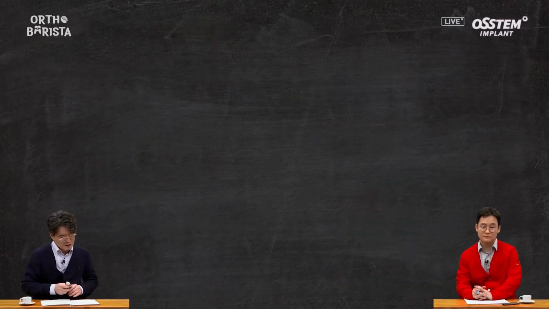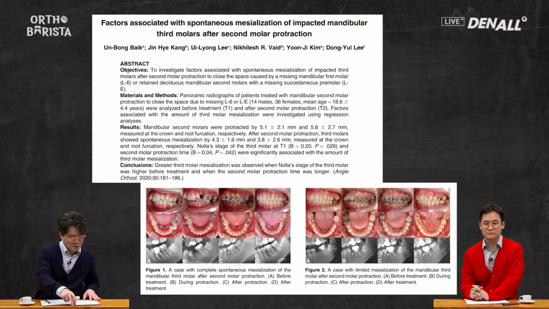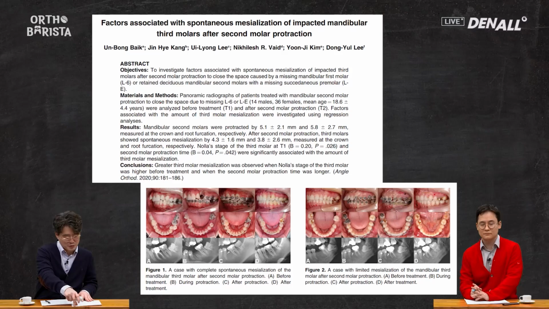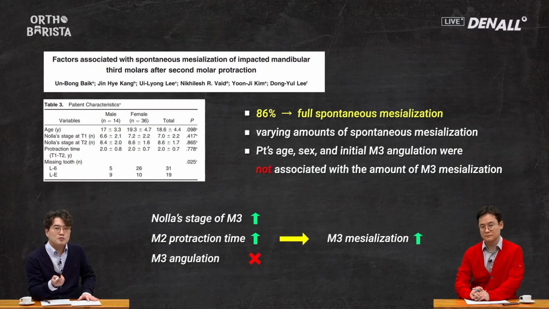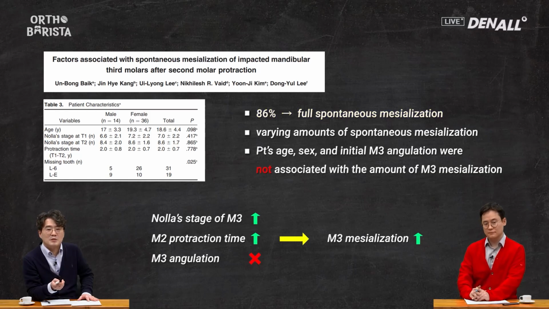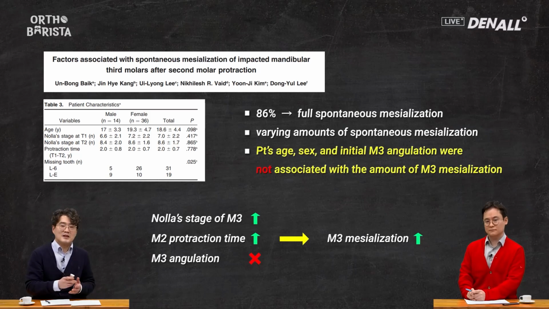Here, you can see a recent 2020 article from AO. It discusses factors that can influence the spontaneous mesialization of the mandibular third molar during protraction of the second molar. The study found that approximately 86% of the teeth succeeded in mesialization. The study highlights the factors affecting this process. Patient age, gender, and the angulation of the wisdom tooth were reported to have little impact.